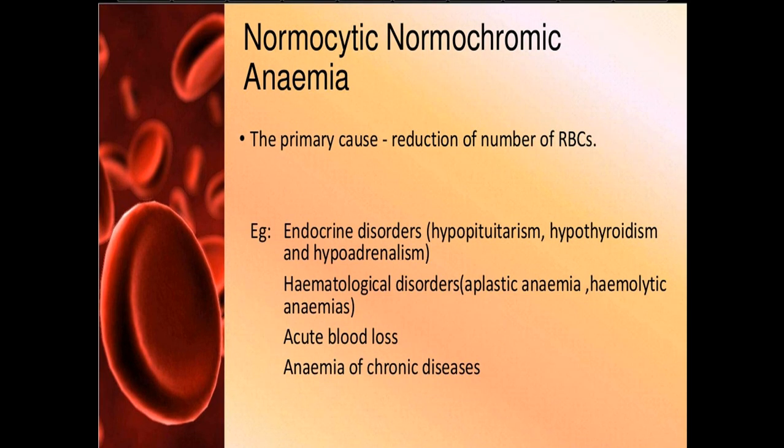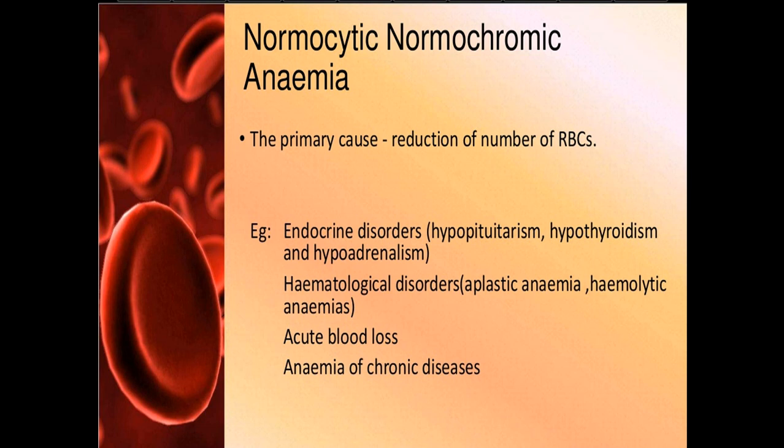Normocytic normochromic anemia: the primary cause is reduction of the number of RBCs. So there is no decrease in the size of RBCs and not even a decrease in hemoglobin content, because chrome is the color, and color is due to the hemoglobin content. So there is only reduction in number of RBCs in normocytic normochromic anemia. There is no decrease in size and no decrease in hemoglobin content.